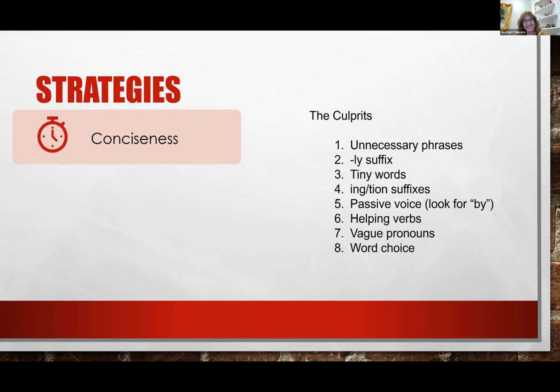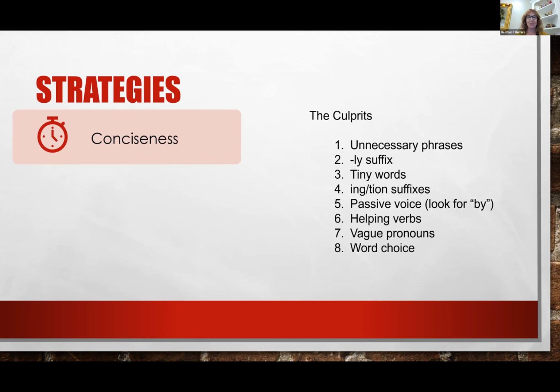Okay, conciseness. This is where I get very nitty-gritty. I think that conciseness can make a profound difference in the sentence level of your work. It can change the tone of your work and give it more of an academic scholarly tone. And it just works with precision because it eliminates some of these crutch words that we use, and there are quite a lot of them.